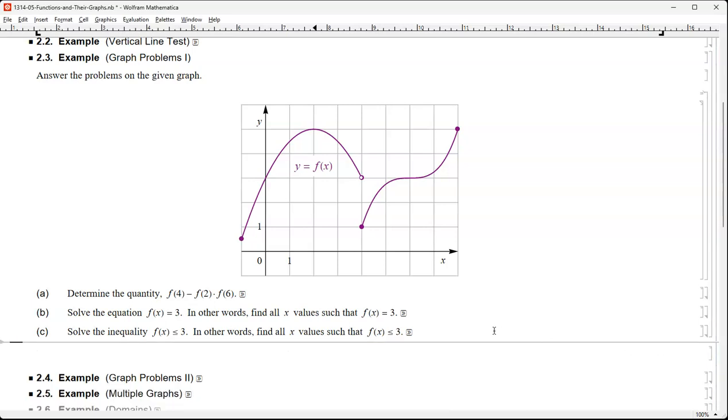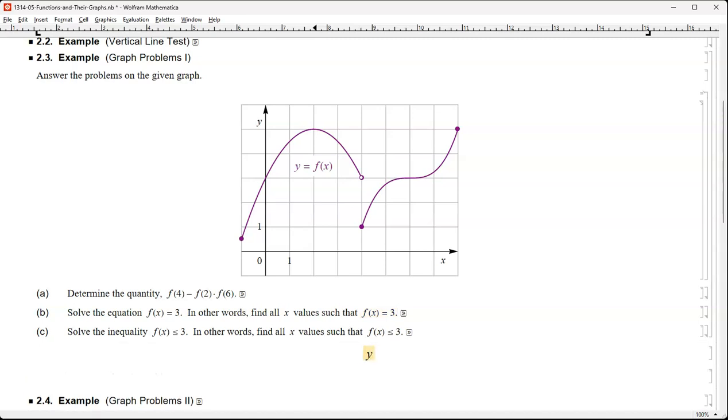Now let's go to part C. Solve an inequality. f of x is less than or equal to 3. Well, we went through f of x is equal to 3, or y is equal to 3. So it's got to be similar. But this time, y is less than or equal to 3.